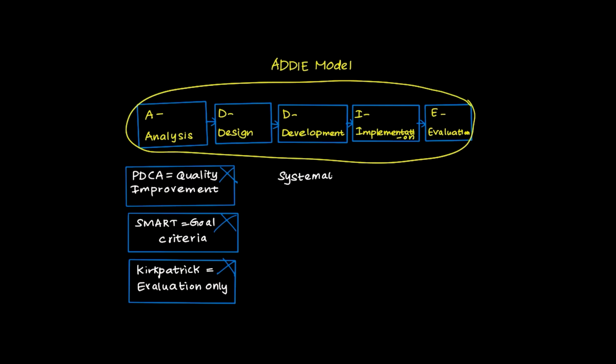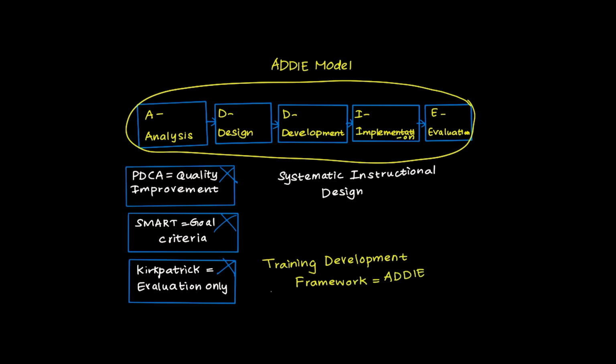Here's a WGU D351 OA exam tip for you. 5 phases, instructional design, or systematic training development all point to ADDIE. Quick recall hook: training development framework equals ADDIE.